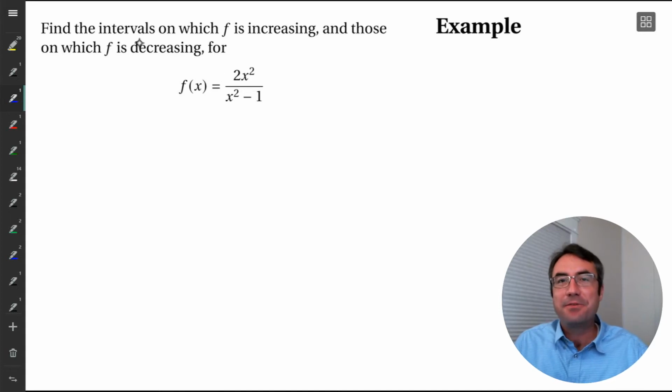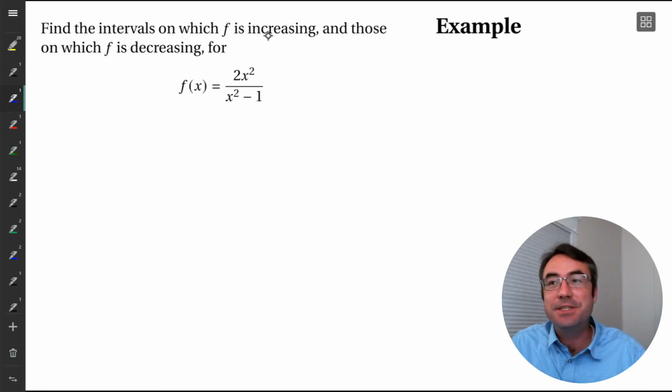Another example. Find the intervals on which f is increasing and the intervals on which f is decreasing for this function f of x equal to 2x squared over x squared minus 1. So we have this rational function now. So it's division. We might have some division by 0. That's something we're going to have to keep in mind. But let's start the process here.